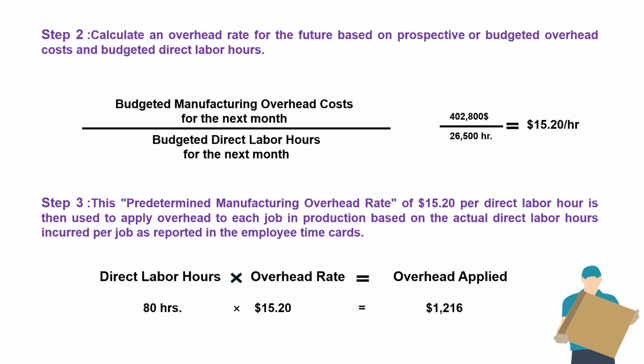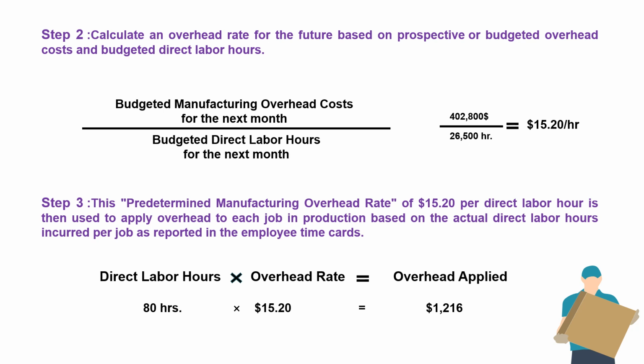In this particular case, in the numerator of this calculation we put the budgeted manufacturing overhead costs for the next period, in this case, month. And apparently we've come up with a number of $402,800. That's the budget for next month for all of our indirect materials, indirect labor, and other manufacturing overhead costs. We don't know for sure. It's our best guess of what those costs are going to be next month.